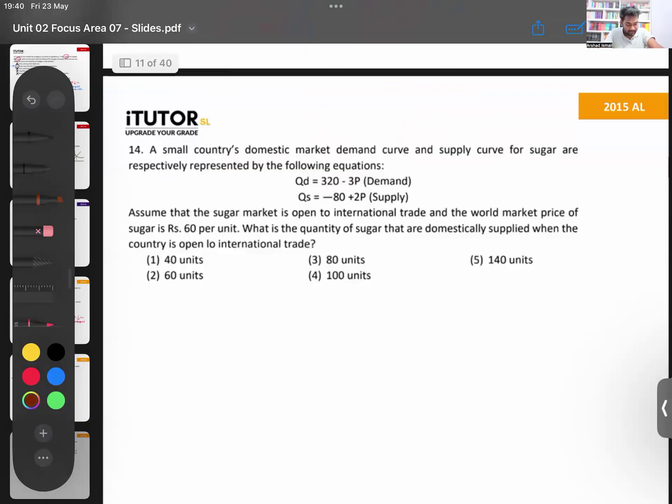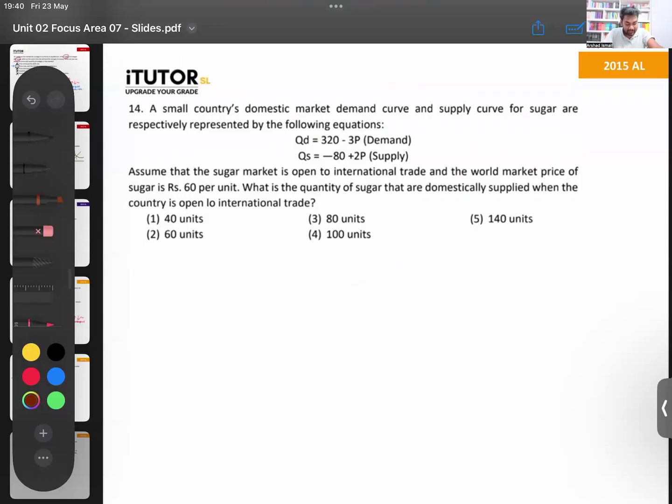Then the next one, they've given a few demand and supply equations, and they're saying, assume that the sugar market is open for international trade and the world market price for sugar is 60. What is the quantity of sugar that is domestically supplied when the country is open for international trade? It looks like a very hard question. But the simplest thing they're asking you is, when the price is 60 rupees, how much is the quantity supplied? So you take the supply equation, put in 60 and see how much is the QS.